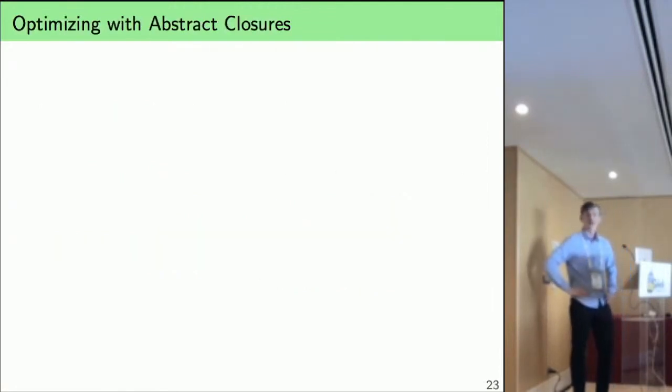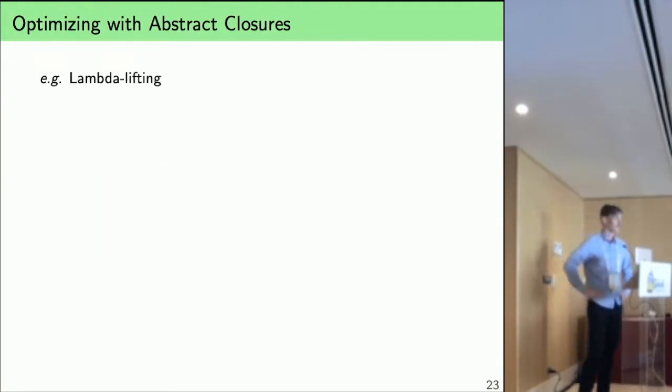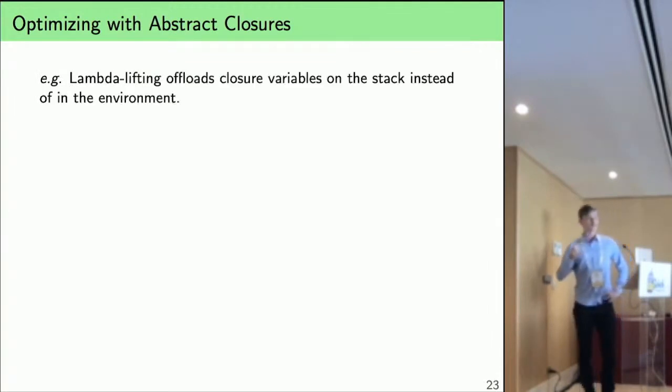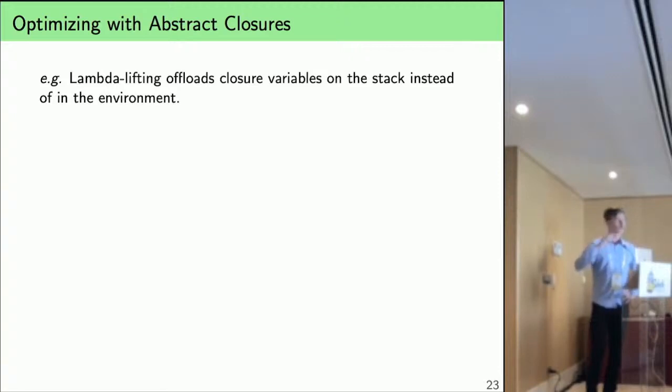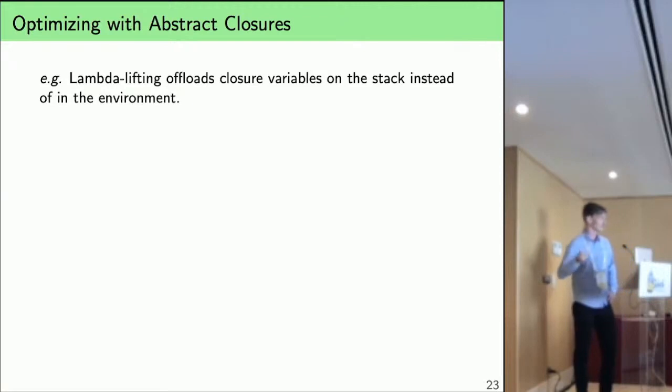So we can also do other things with the abstract closures. An example is the optimization of lambda lifting, which will take a variable that was passed in a closure and place it on the call stack. So you're trading heap space for stack space, and stack space is often faster.